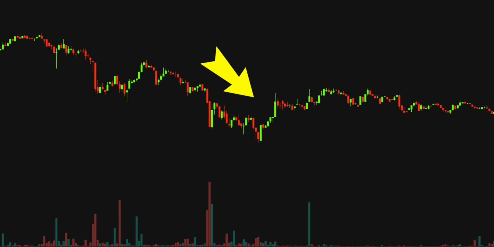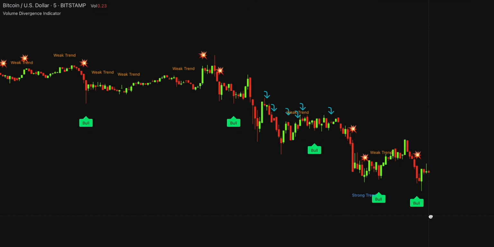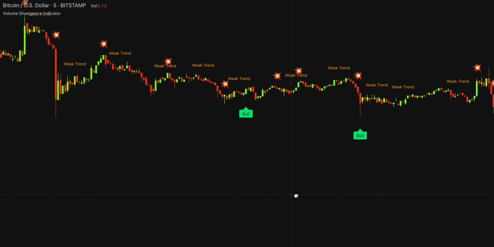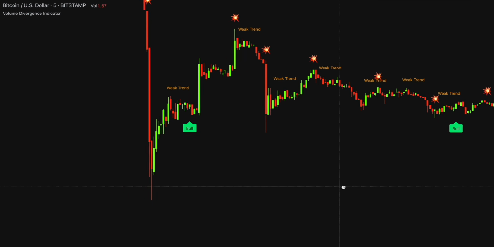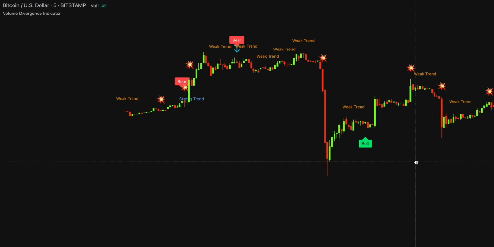Conversely, if the price is falling but volume is rising, this is called bullish divergence. It can indicate that the downward trend might soon reverse. However, like all indicators, the VDI is not foolproof and can sometimes produce false signals. Surprisingly, this often happens in a trending market. Therefore, it is most effective when used in conjunction with other tools and trading strategies.